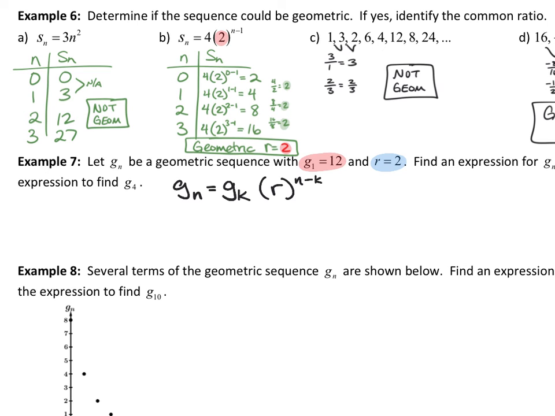No big deal. We know that G sub k and k are the initial things I was given, the coordinate point I was given, and R is my common ratio. We can plug all those things in. That means that this would be G sub n equal to G sub k, that's 12, times the common ratio, which is 2, to the n minus k, which k is 1.